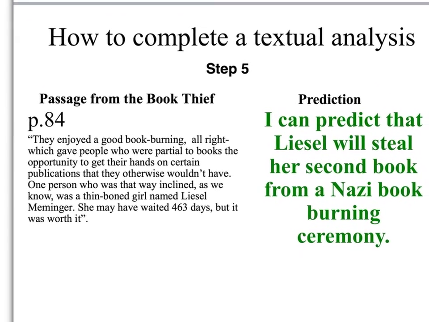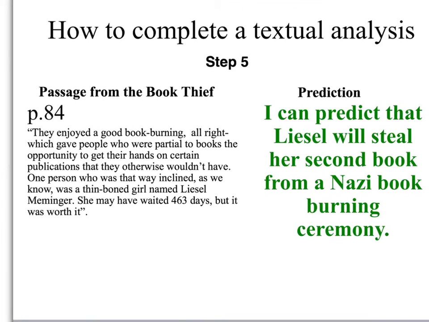Here is the passage I used to make a prediction. It's from page 84. It says, "They enjoyed a good book burning, all right, which gave people who were partial to books the opportunity to get their hands on certain publications that they otherwise wouldn't have. One person who was that way inclined, as we know, was a thin-boned girl named Liesel Meminger. She may have waited 463 days, but it was worth it."